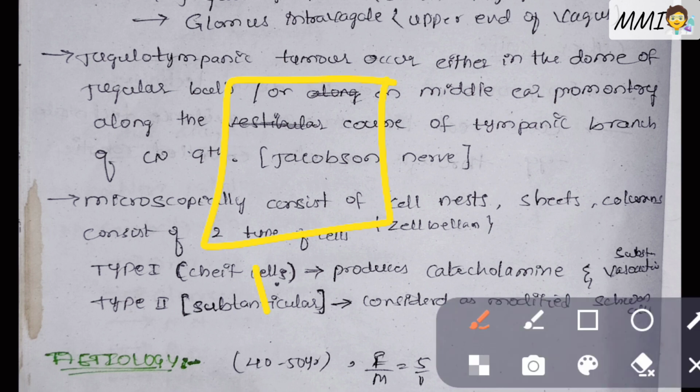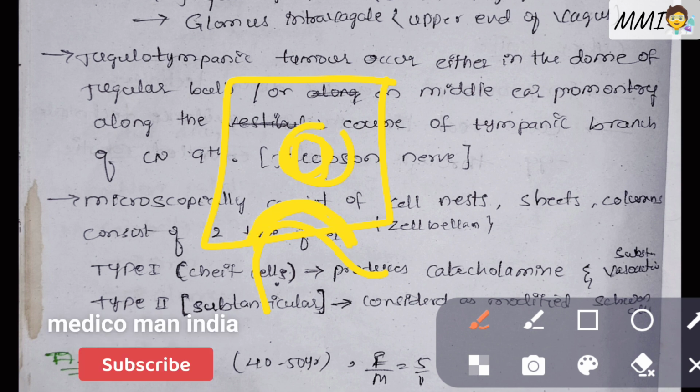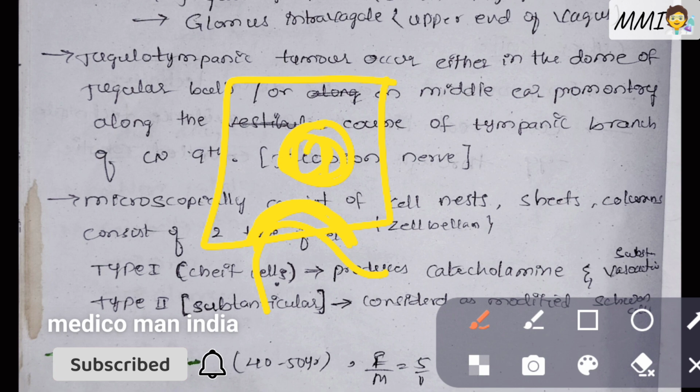Middle ear, and here downside will be the jugular bulb. Okay, and medially will be the promontory. Medial wall. So it can arise from the base, that is jugular bulb, or from the promontory. Based on that it is divided into glomus jugulare and glomus tympanicum.